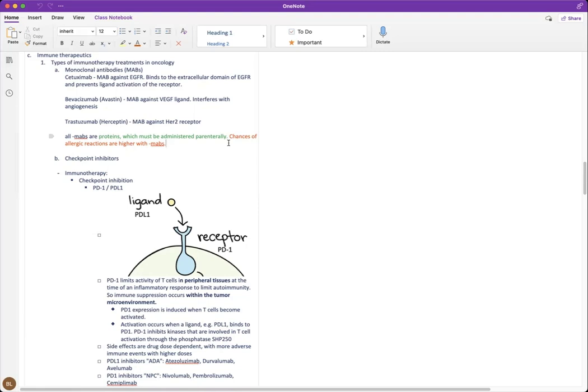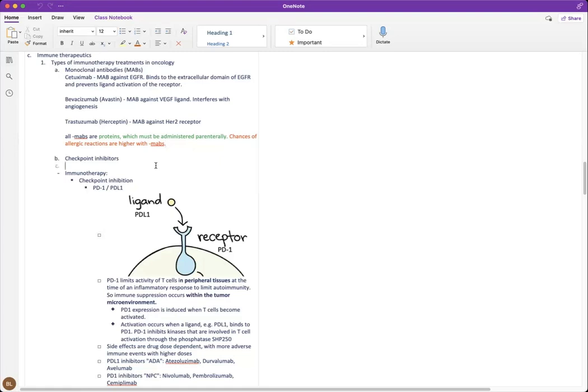I think this makes sense because if you eat a protein, you would digest it and then the protein wouldn't work. My simple understanding. But so you're doing, I guess, an infusion, so chances of allergic reactions are higher since you're infusing a protein.